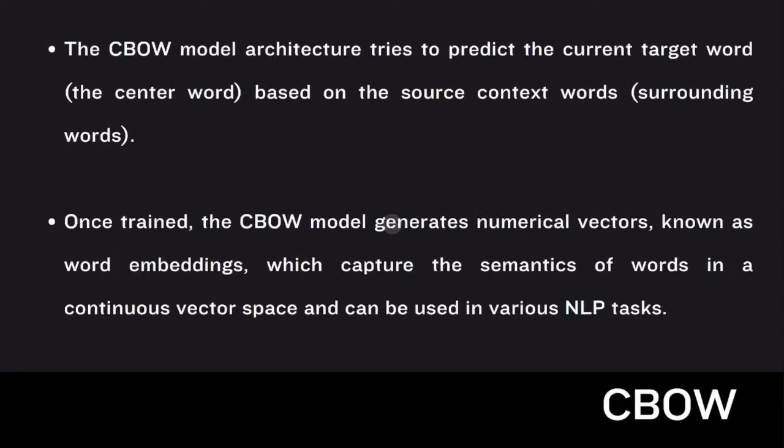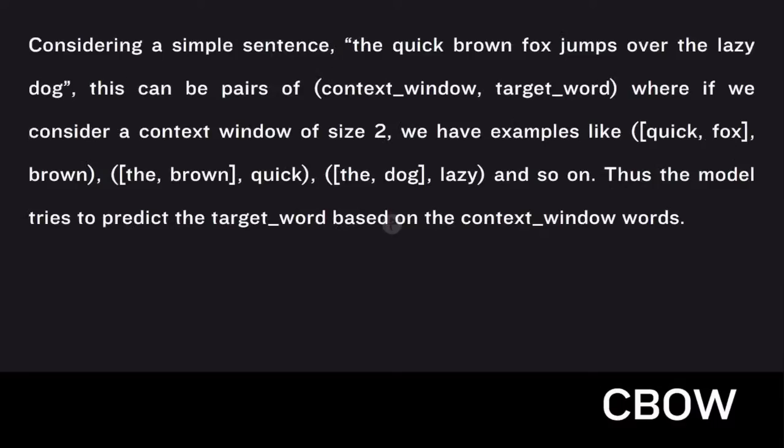The transformation of word to vector can be done with the help of either CBOW, which is continuous bag of words, or skipgrams. First let us start with continuous bag of words. In continuous bag of words, the model architecture tries to predict the current target word, which is usually the center word, based on the source context of the surrounding words. Once you train the CBOW, it generates numerical vectors known as word embeddings, which capture the semantics of words in a continuous vector space and can be used in various NLP tasks.